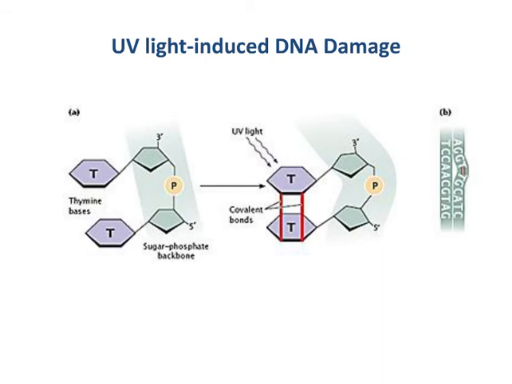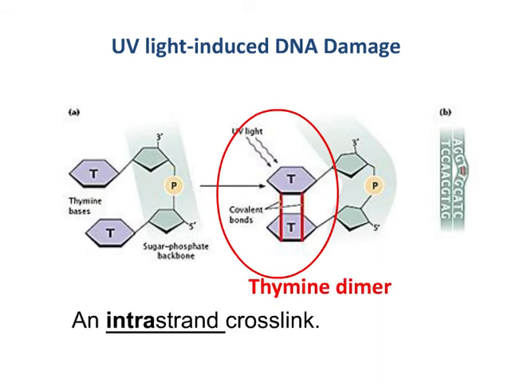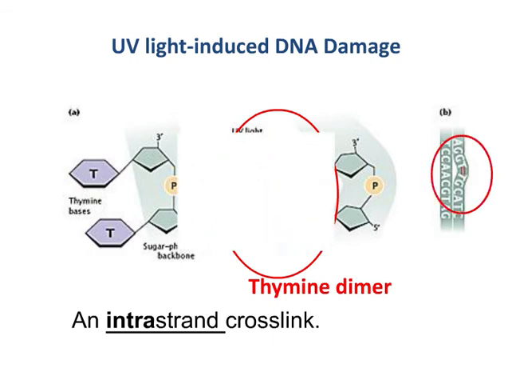Exposure to ultraviolet light can induce adjacent thymine bases on a DNA strand to become covalently bonded to one another. This is referred to as formation of a thymine dimer. During replication, the dimer can be replicated as a single base, resulting in a deletion.